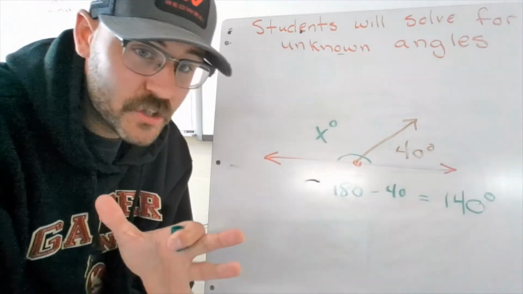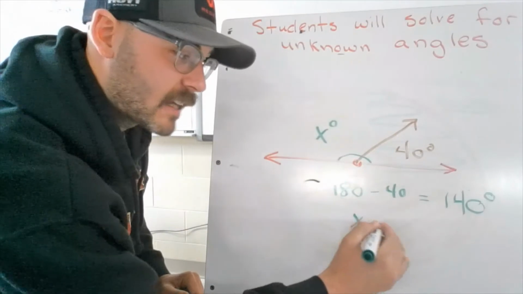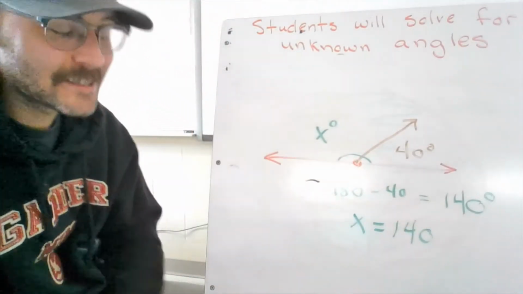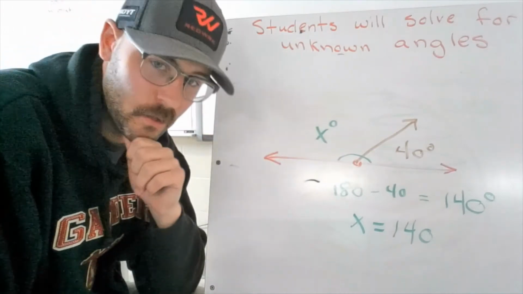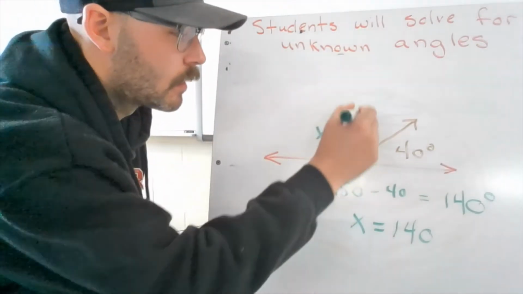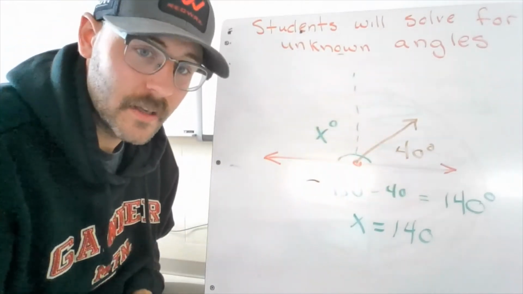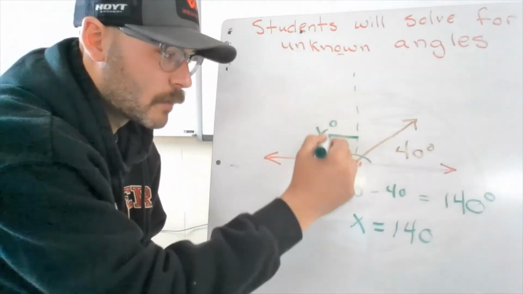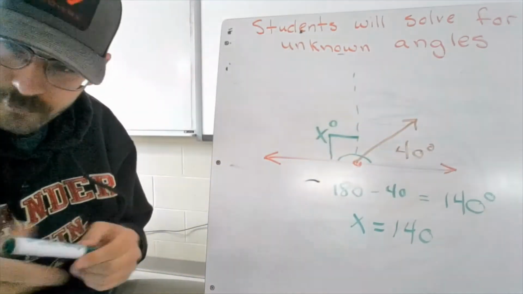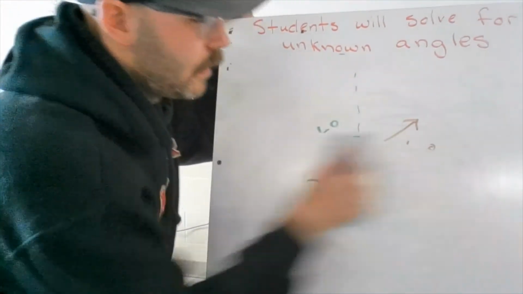180 minus 40 gives me 140 degrees. This is where that estimation comes in. I think that X equals 140. Using what I know about my vocabulary, does this look like an obtuse angle to me? Yeah, it does, because I know it's bigger than a right, but less than a straight. It's definitely an obtuse. This would be my right in comparison, but it's a little bit more than that, a little less than 180. I'll keep going.